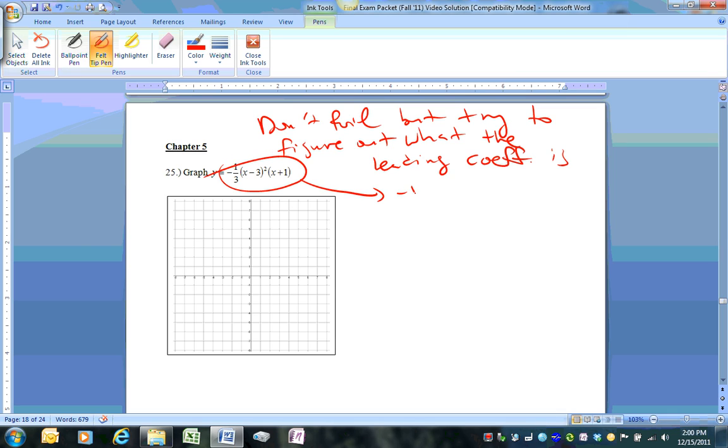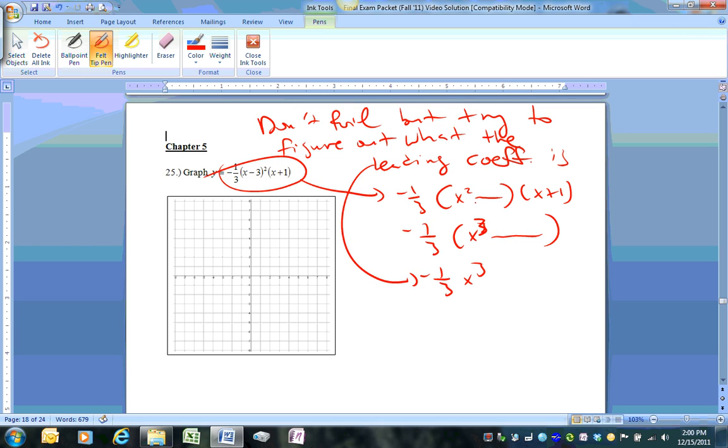So if you were to work it out, you have negative 1/3, you have x squared with a whole bunch of other junk, and x plus 1. So it seems like you'd have x cubed after you multiply again, with a whole bunch of other junk. So that's your leading term. Let me rephrase that. I want to figure out what the leading term is. So the leading term is negative 1/3 x cubed. So you have a negative leading coefficient in an odd degree.